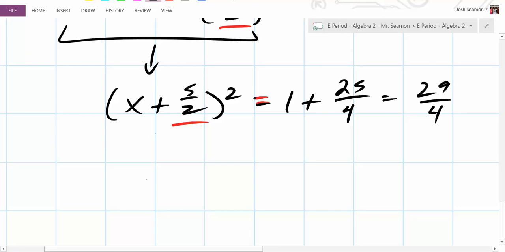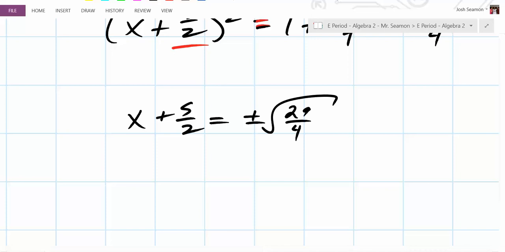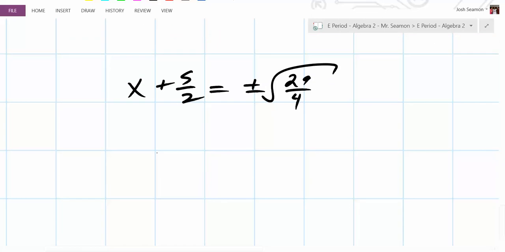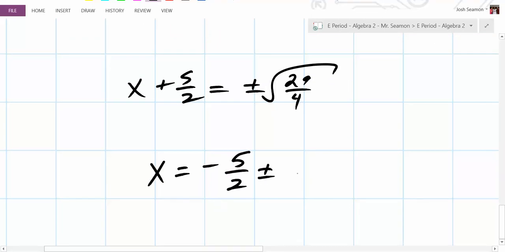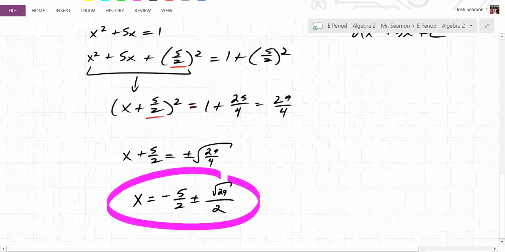So now, what do we do to both sides? We want to isolate x, so we need to get rid of the square root. So we have x plus 5 over 2 is equal to plus or minus the square root of? Can we nicely simplify the square root of 29 over 4 a little bit? What's the square root of 29? I don't know. What's the square root of 4? 2. So what do you end up with? x is equal to negative 5 over 2 plus or minus the square root of 29 over 2. Correct. So this would be your final answer.